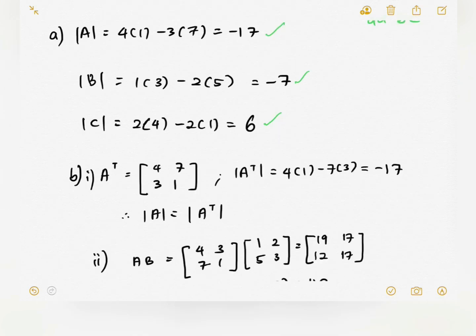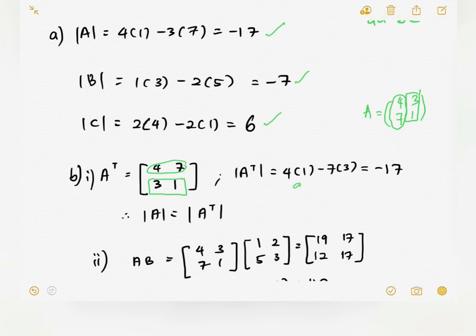And then question B asks us to show that the determinant of A is equal to the determinant of the transpose. So we transpose A first. A just now is 4, 3, 7, 1. So when we transpose, the column becomes row: 4, 7, and then the next column 3, 1 becomes the second row, which is 3, 1.